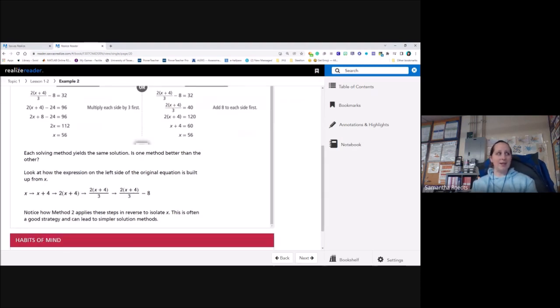Each solving method yields the same solution. Is one method better than the other? No. Look at how the expression on the left side of the original equation is built up from x. So x, I added 4, then I multiplied that times 2, then I divided that by 3, and then I subtracted 8 from that whole thing. Notice how method 2 applies these steps in reverse to isolate x. This is often a good strategy and can lead to simpler solution methods. Again, completely up to you.